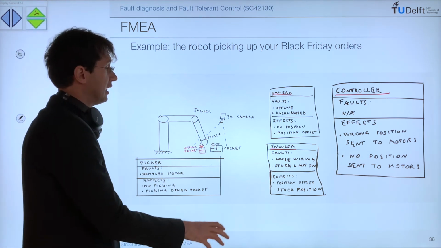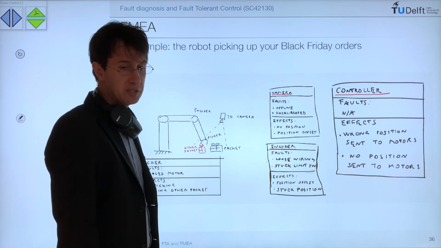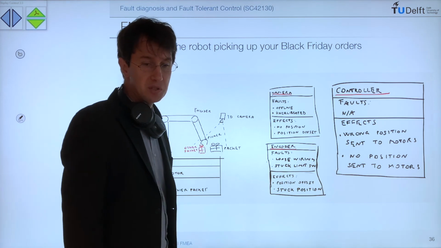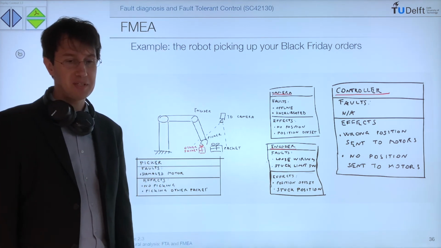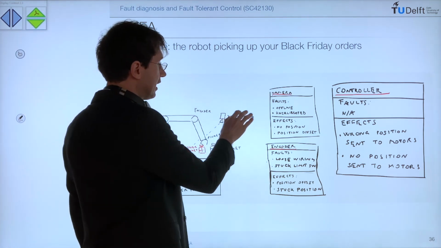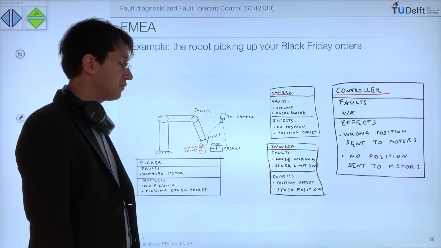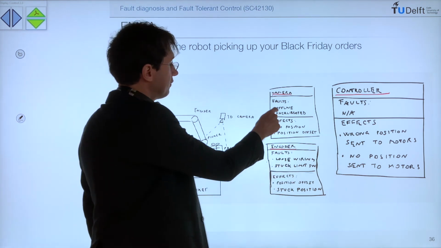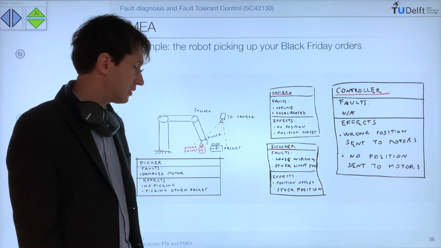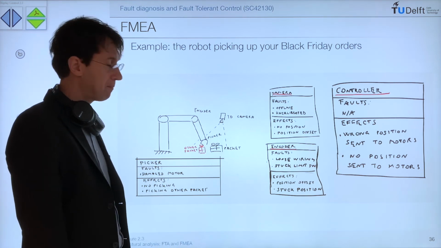If we look at the camera, we have 2 different faults we assume here. The 3D camera can either be offline, so it's not powered up, or the connection cable is defective, or the 3D camera can be uncalibrated. So which kind of effects do we have? If the camera is offline, no position measurement is provided, so there is no information about objects in the field of view of the camera.